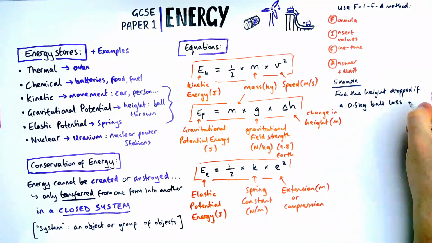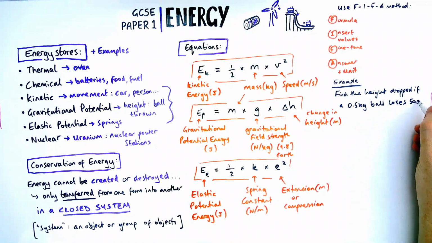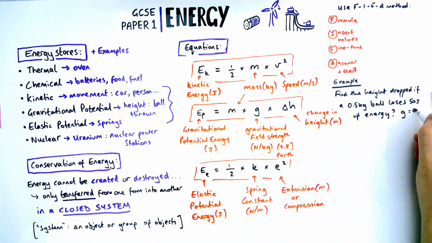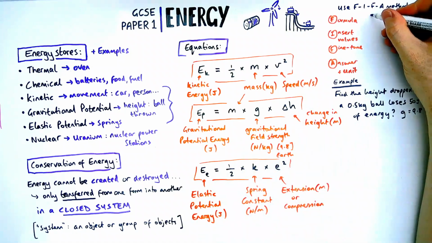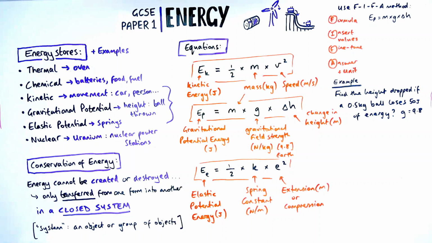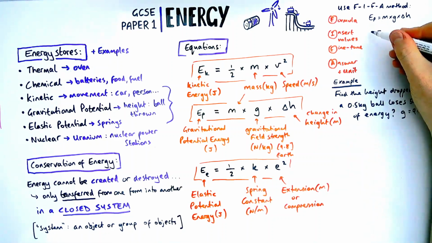So I've got an example here. It says find the height dropped if a half kilogram ball loses 50 joules of energy, gravitational potential energy here, and g is 9.8 newtons per kilogram. So what we do is we write out our formula. Hopefully it's obvious which one we're going to talk about. We're talking about gravitational potential energy, so m times g times change in height.